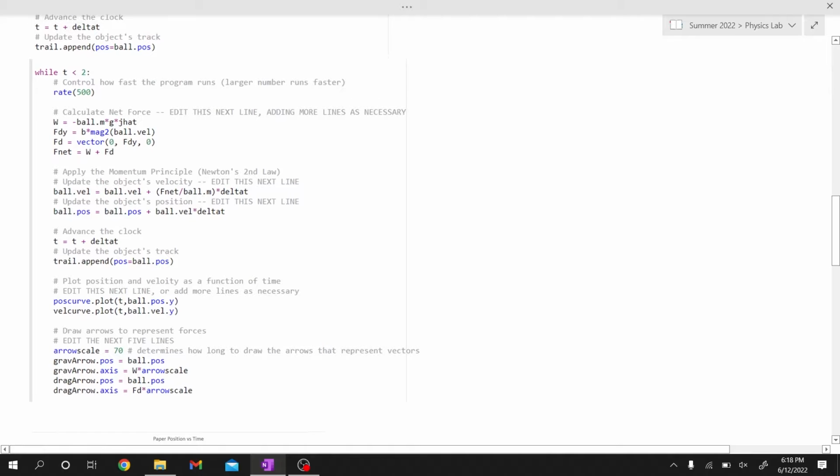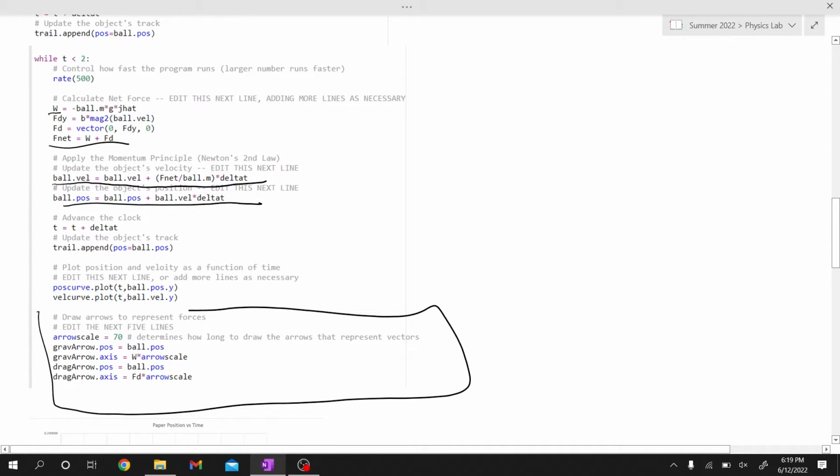We will be using an equation that uses the square of the speed for drag instead of just a linear one. To do this, we use the same equation for our gravity force: W equals negative ball dot m times g times j hat. But for our drag force equation, we use the proportionality constant times the velocity squared. We then plug this into a vector in the y direction and then add the two together to get our total net force. And then again, we plug it into the momentum principle to get our updated velocity and position.